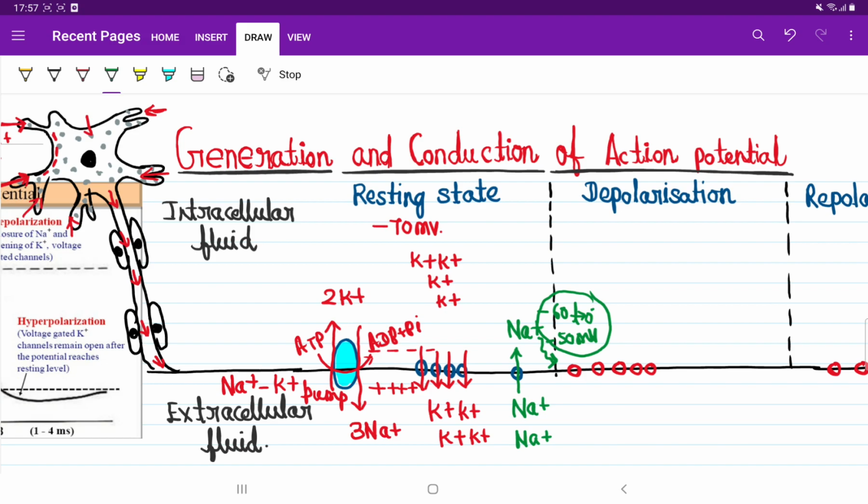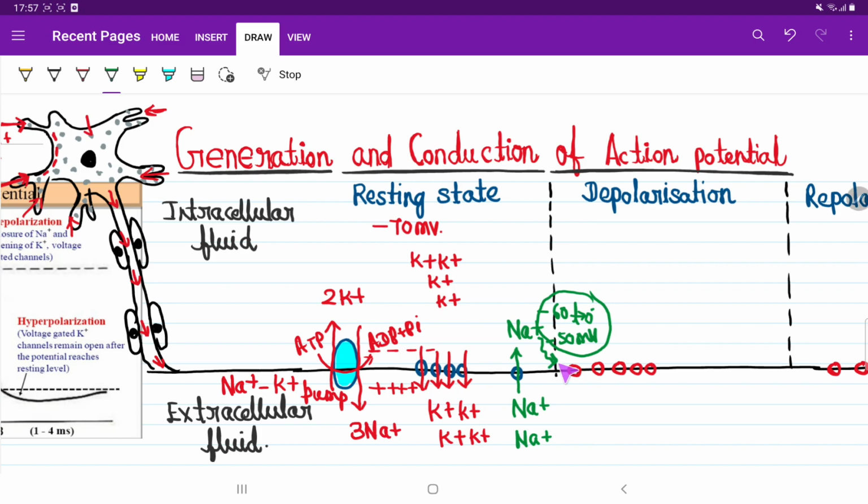Okay, so we have a neuron. If you want to generate an action potential here, a minimum stimulus is required, and that minimum potential is called the threshold potential. Now what is the value of that threshold potential, student? Minus 60 to minus 50 millivolt. So a stimulus of plus 10 to plus 20 millivolt will be added. Then this neuron will go for generation of the action potential.